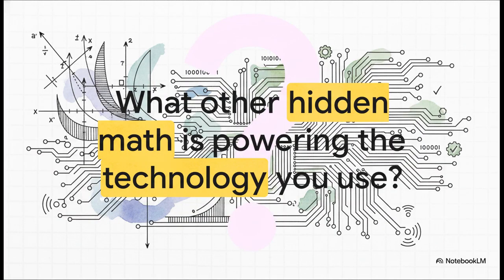So you see, the factor theorem isn't just about finding intercepts on a graph. It's about a fundamental idea of checking for errors and correcting them. It's about data integrity. And that really makes you wonder, doesn't it? What other hidden math is quietly powering all the technology that we use every single day?